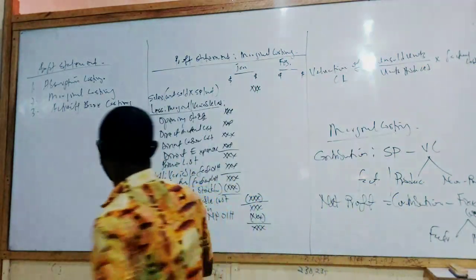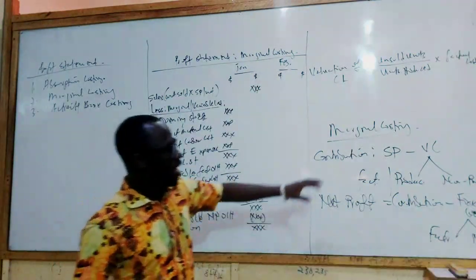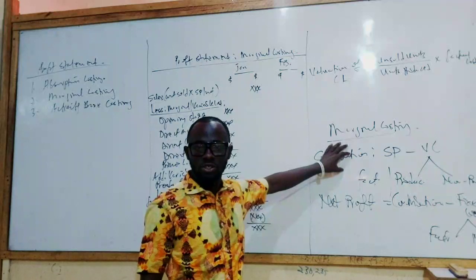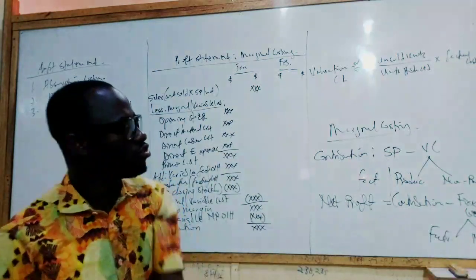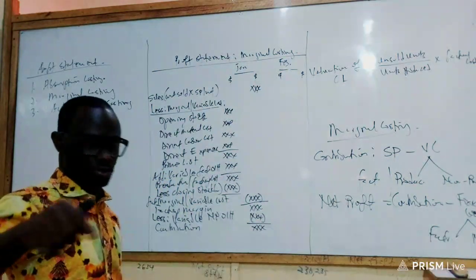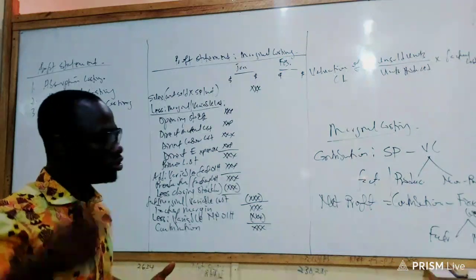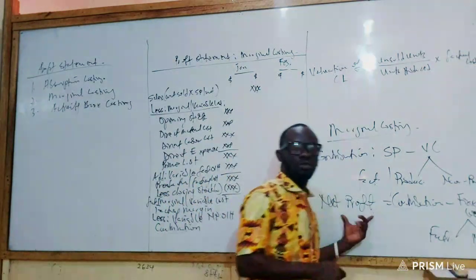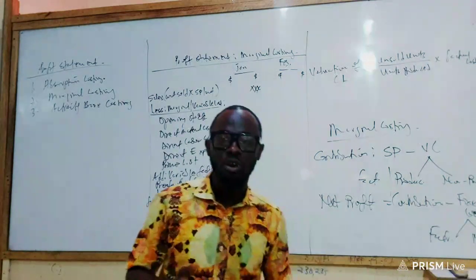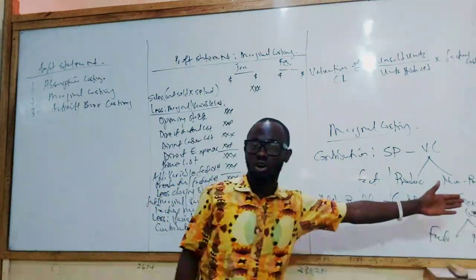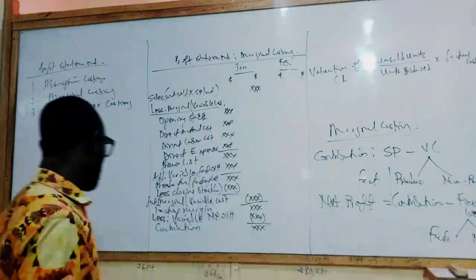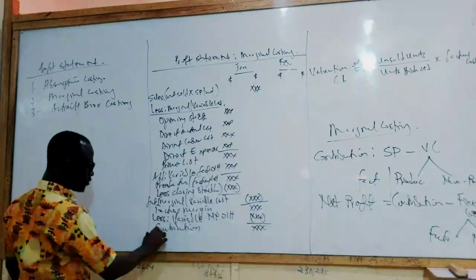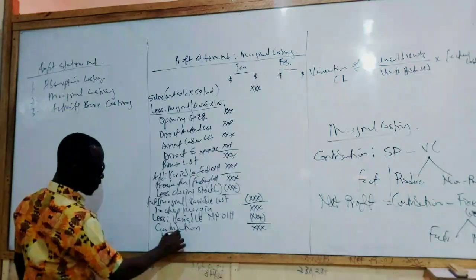Our contribution. So we said that the first stage is getting the contribution. So after you get the contribution, what do you do? After getting the contribution, we look for net profit. To get net profit, you have to deduct fixed cost from what? The contribution. So we will say less fixed cost.